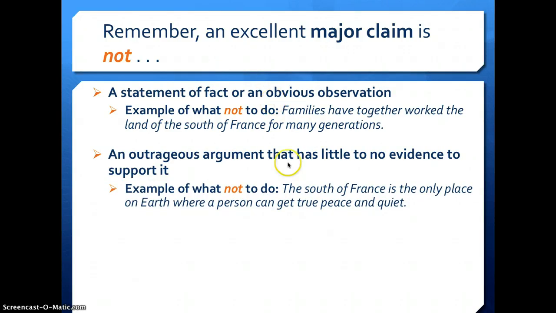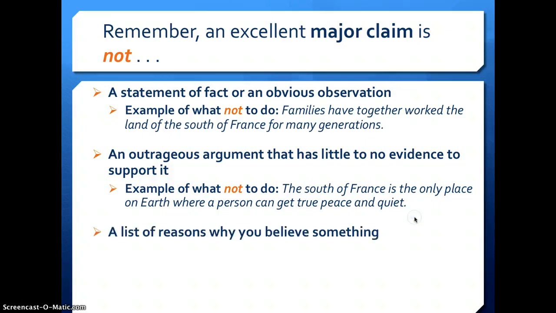Here's an example. The south of France is the only place on earth where a person can get true peace and quiet. Well, that's not true. That's simply not true. We can find lots of other places where we could get peace and quiet. And a lot of people think, oh, that's what makes it arguable. But you want it to be something you can actually support. Finally, it's not a list of reasons of why you believe something.